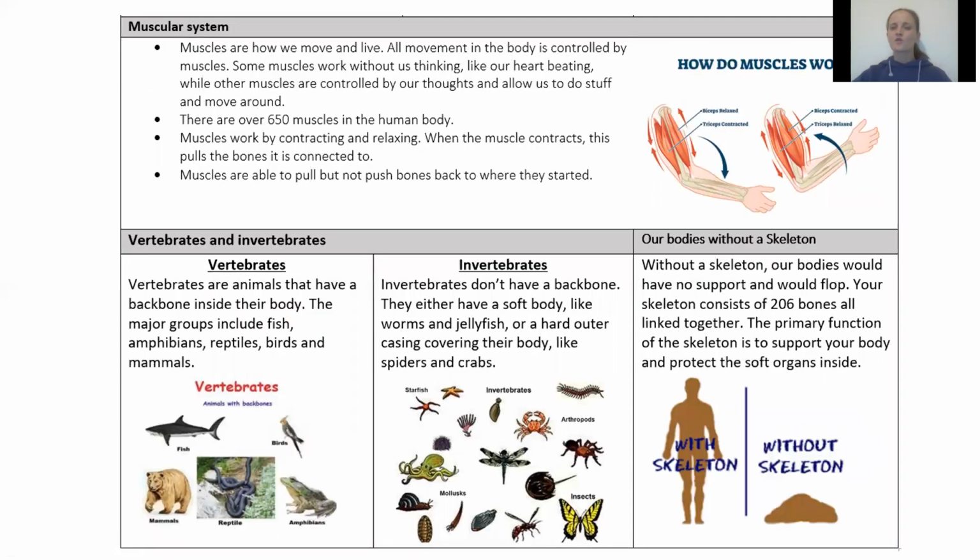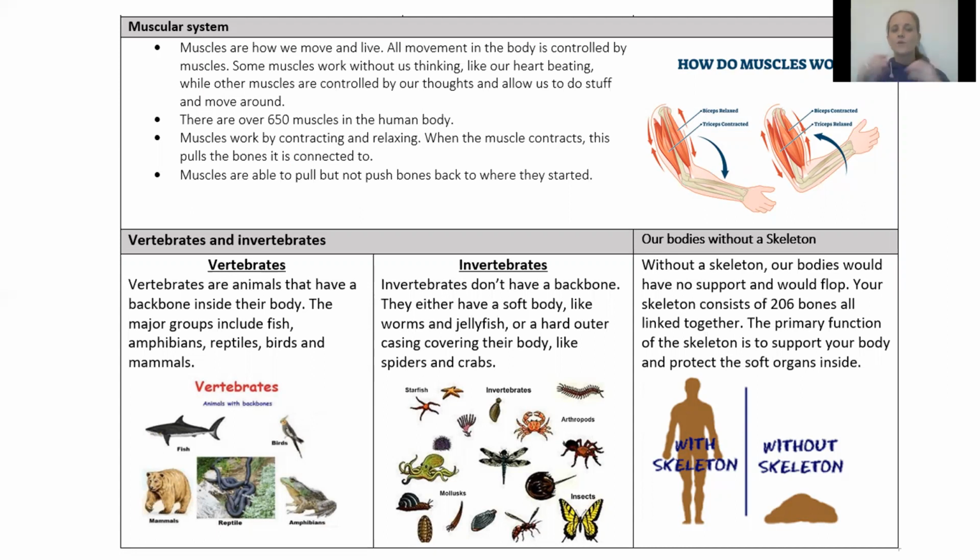In the next part of our knowledge organizer, we're going to look at the muscular system, vertebrates and invertebrates, and what our bodies would be like without a skeleton. So our muscles are used in our body every day, and some are voluntary, some are involuntary, so some we don't even realize are working when they do.